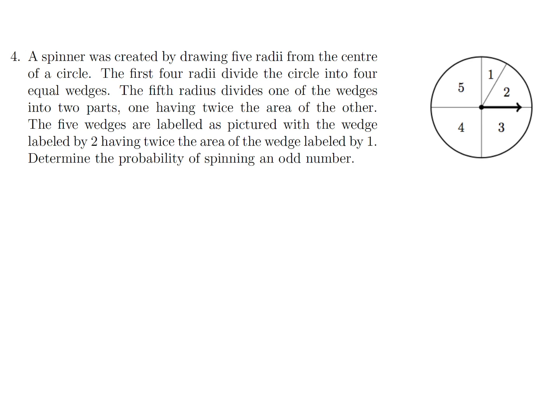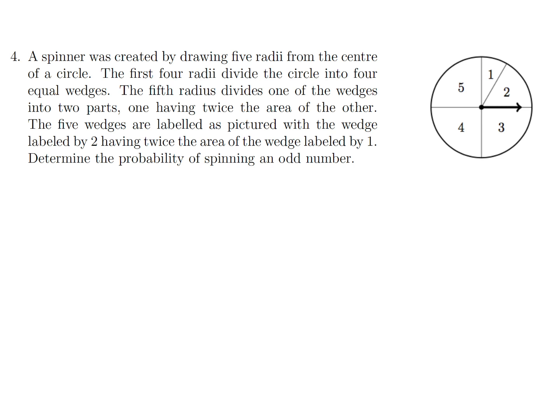A spinner was created by drawing 5 radii from the center of a circle. The first 4 radii divide the circle into 4 equal wedges. The 5th radius divides one of the wedges into 2 parts, one having twice the area of the other. The 5 wedges are labeled as pictured, with the wedge labeled by 2 having twice the area of the wedge labeled by 1. Determine the probability of spinning an odd number.